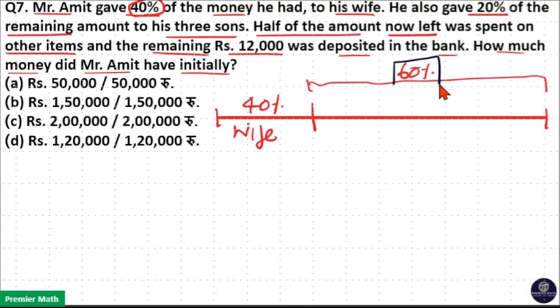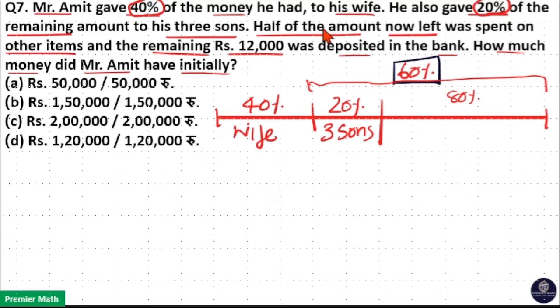That is 100 minus 40, 60%. And out of this 60%, 20% of the remaining amount he gave to his 3 sons. So 20% he gave to his 3 sons. Now the remaining is 100 minus 20, 80%. Here 60% of 20% he gave to his sons and 60% of 80% is the remaining.